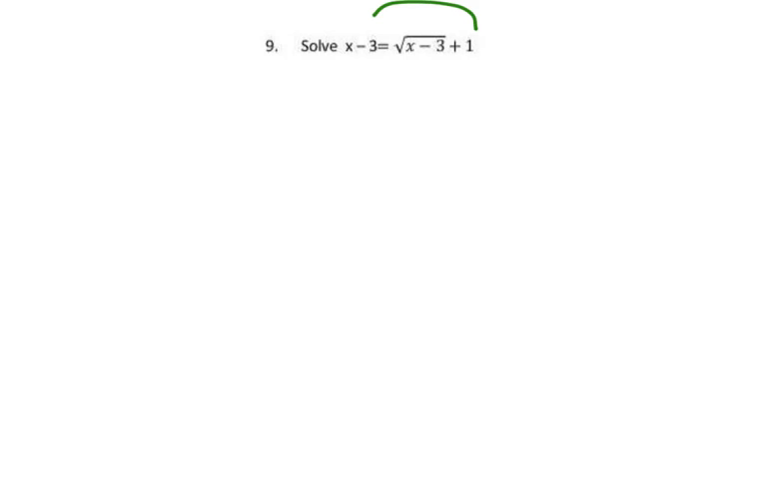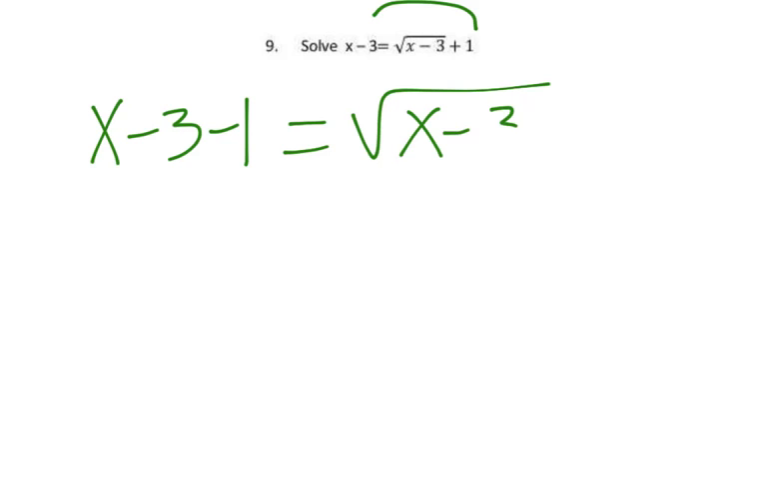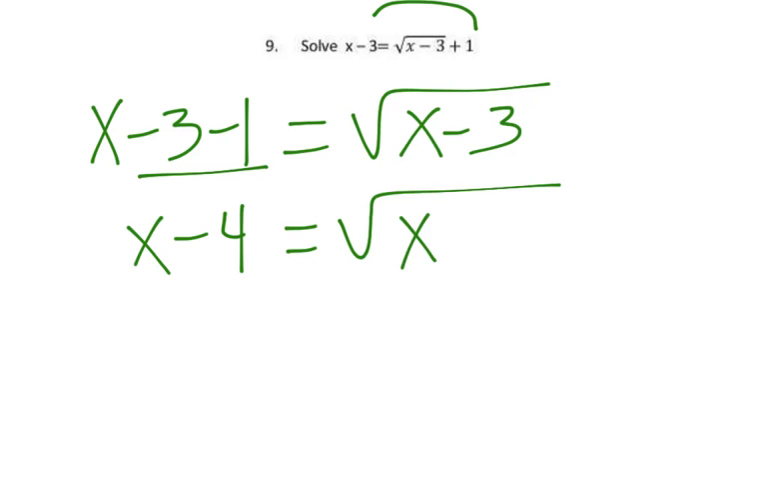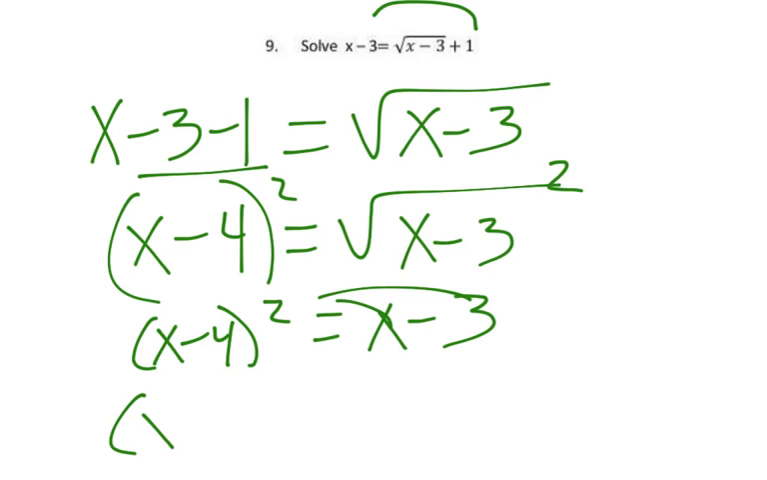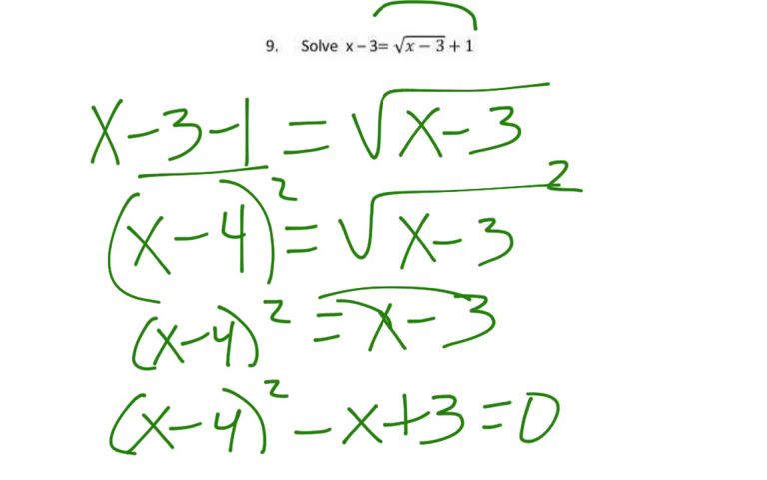Solve. Start by moving this 1. So x minus 3 minus 1 is equal to the square root of x minus 3. Combine those, x minus 4 is equal to the square root of x minus 3. Square both sides. Make sure and put parentheses here. X minus 4 squared is equal to x minus 3. Add that 3 and subtract that x because it's quadratic. You need everything on the same side. X minus 4 squared minus x plus 3 equals 0.